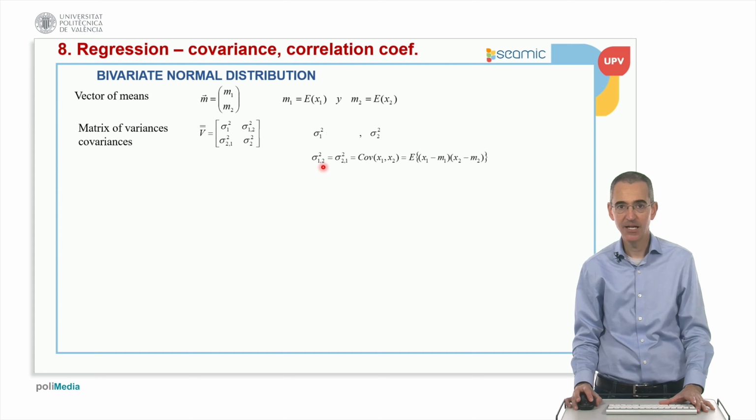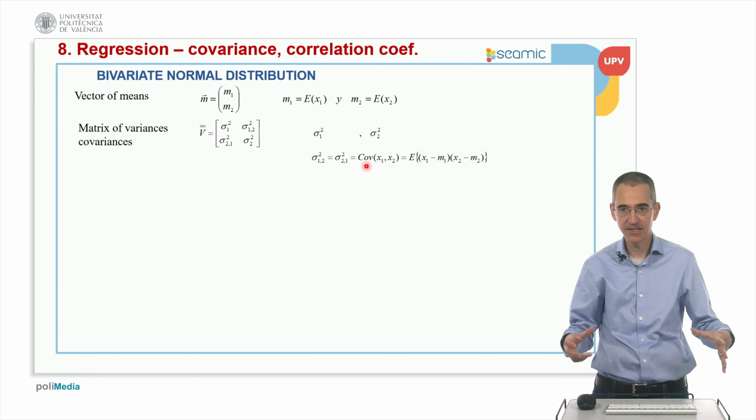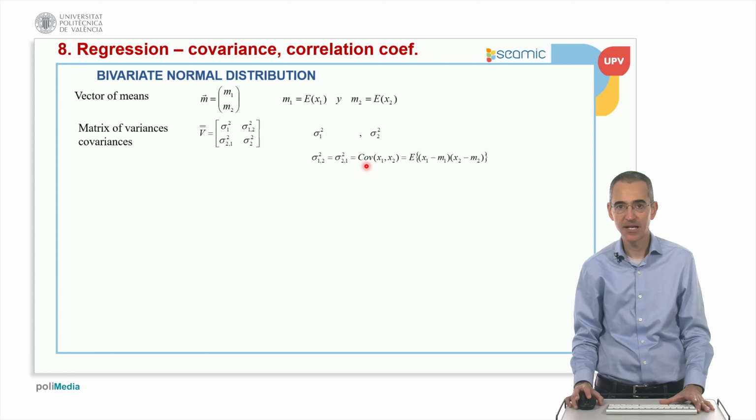Okay, but I prefer this kind of notation. I prefer to write cov, like covariance. I think it's more clear, but anyway, just for your information, in some books you can find this notation.